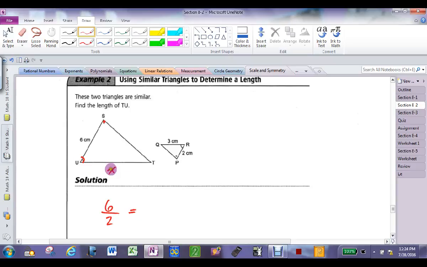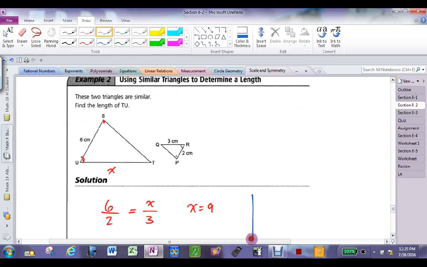Now what goes on top? X or 3? Why? Because we use the 6 first, right? So it's X over what? 3. Do the math. 3 times 6 is? Divided by 2 is? 9. So X equals 9. Is everybody cool with that?